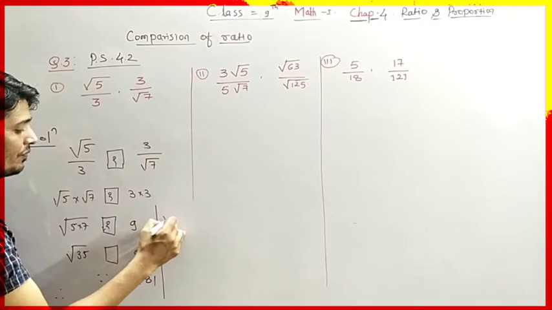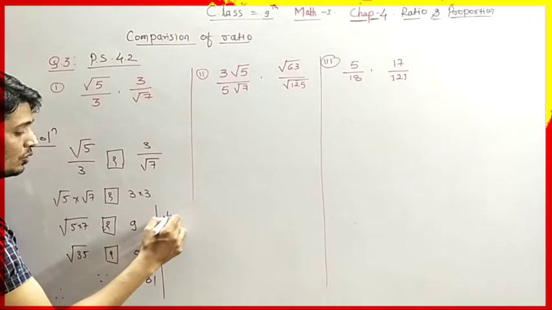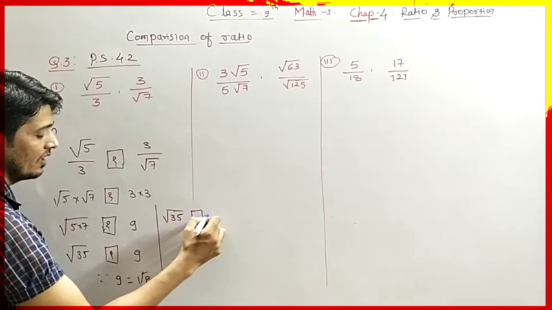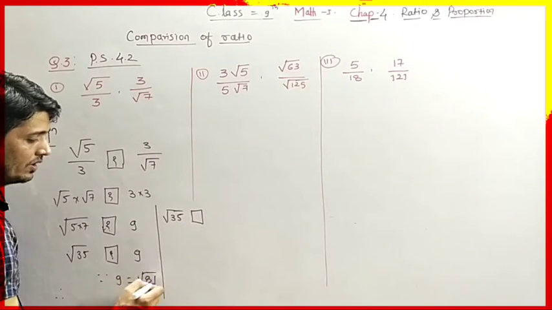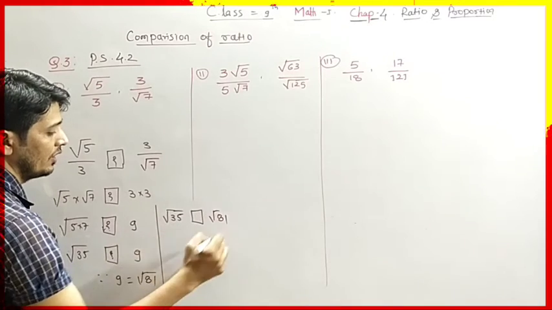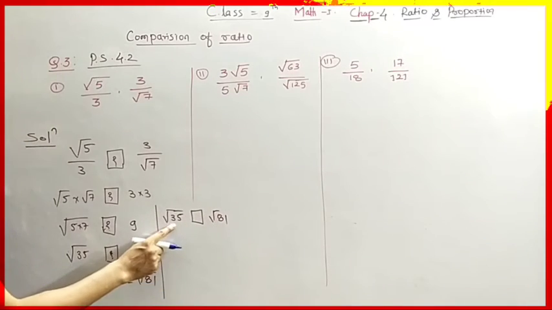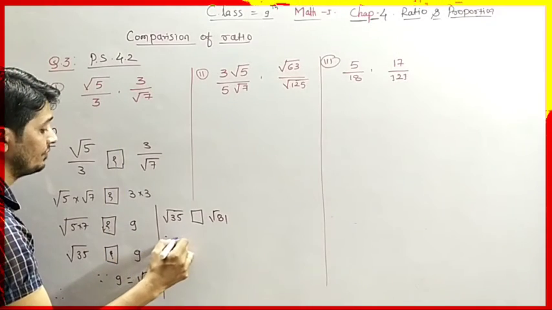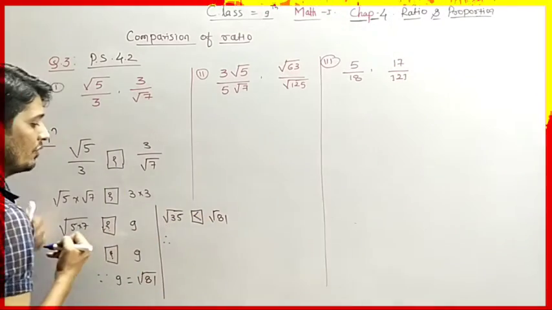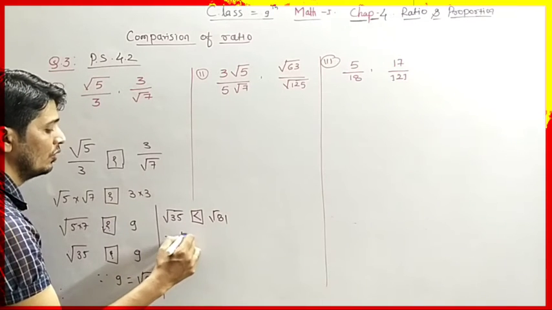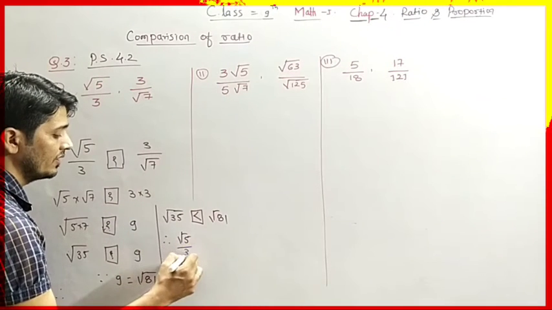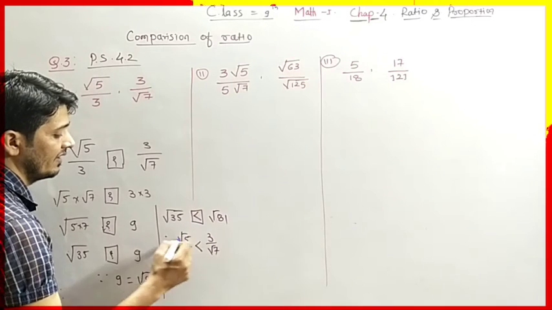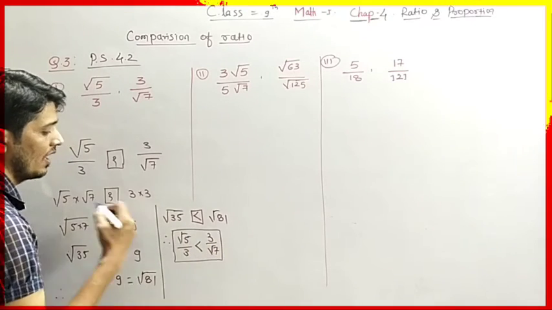Therefore, here again a question mark. So root 35, an empty box, and here instead of 9 we write root 81. See, root 81 is greater than root 35. That means this ratio is greater than this ratio. Therefore, this sign will come here. We write root 5 divided by 3 is smaller than 3 divided by root 7. Okay, so it is our answer.